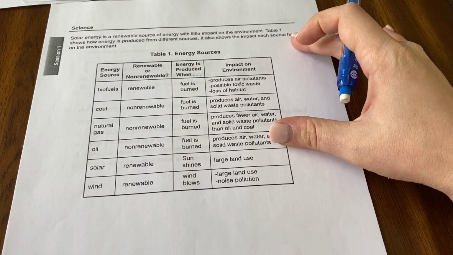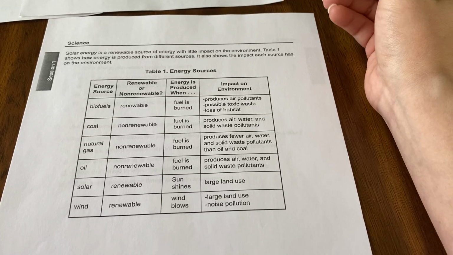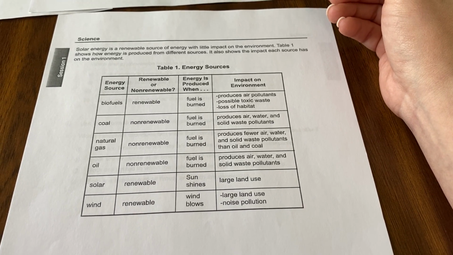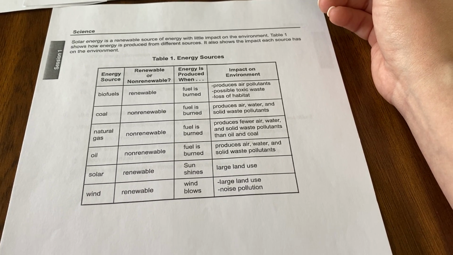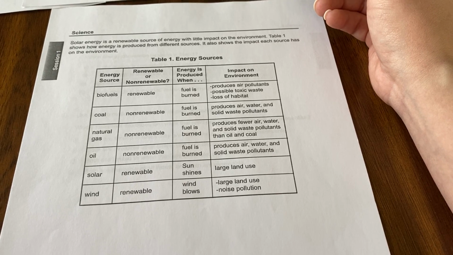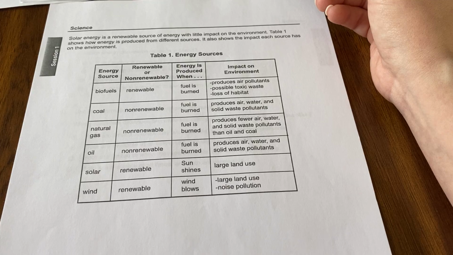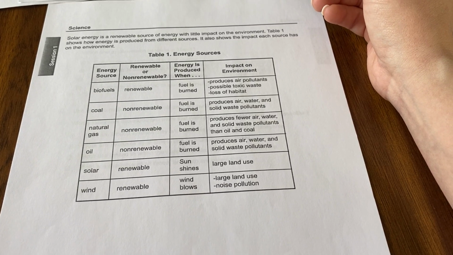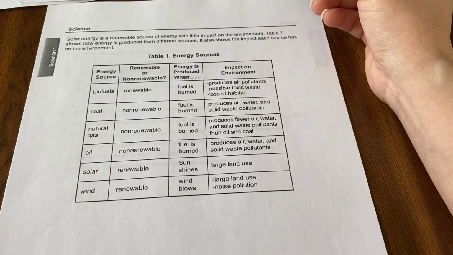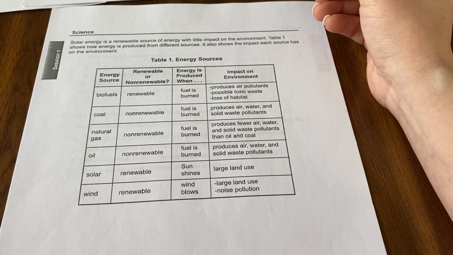All right, so now we have another source, our Table 1 energy sources. It says at the top, solar energy is a renewable source of energy with little impact on the environment. Table 1 shows how energy is produced from different sources. It also shows the impact each source has on the environment.